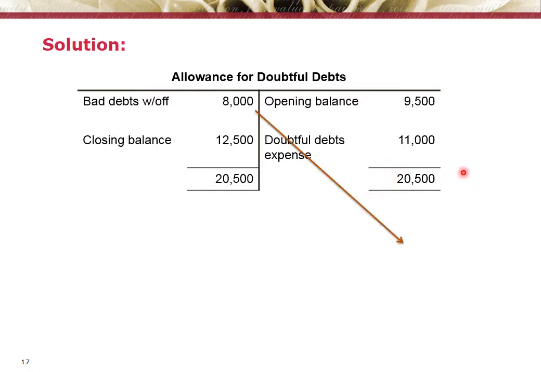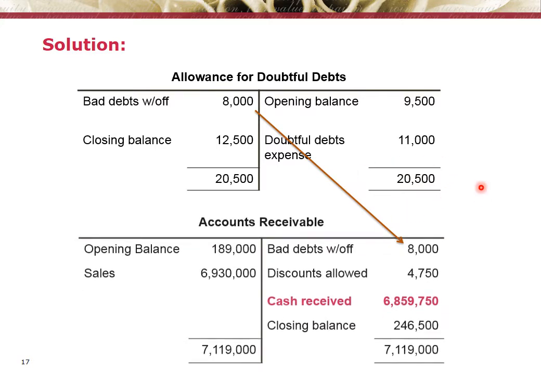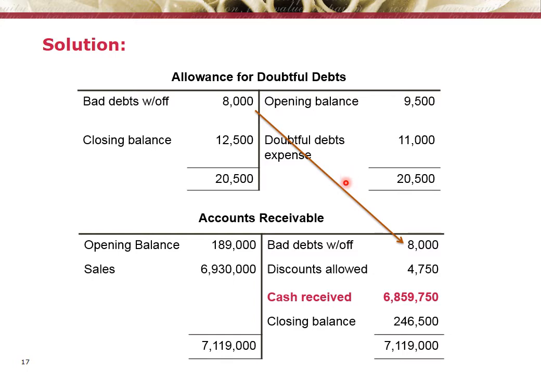The next step is to take that bad debts written off and prepare the accounts receivable T account. That would be a credit as well, because it decreases the accounts receivable balance, and the normal balance for accounts receivable is a debit. So we can write that there first, knowing it's a credit, and we'll write the opening balance of accounts receivable, which was stated in the question as $189,000. We're also told what the sales amount was, which was $6.93 million.